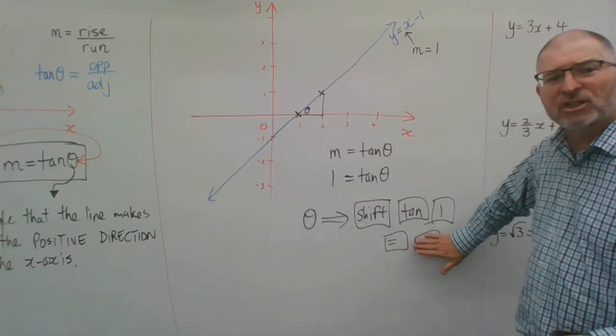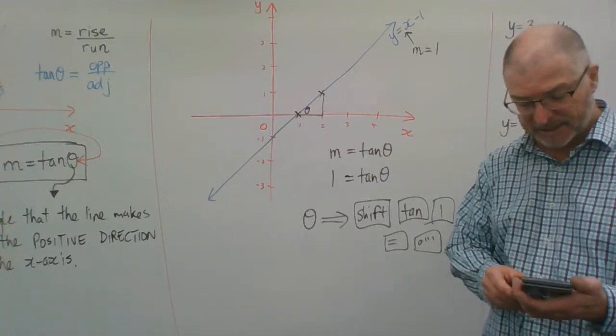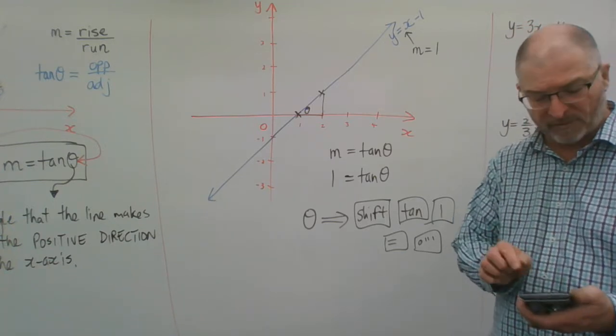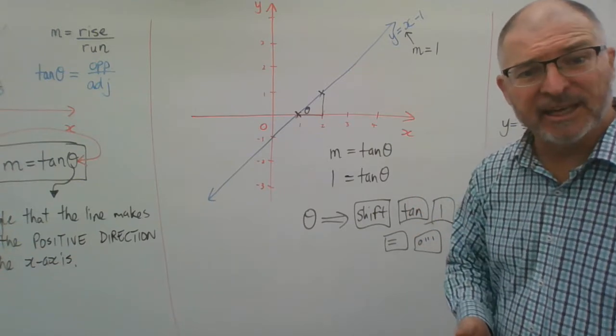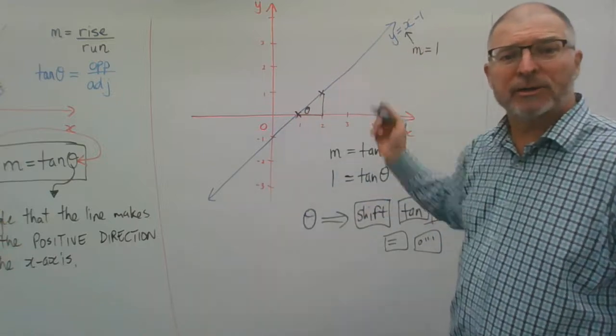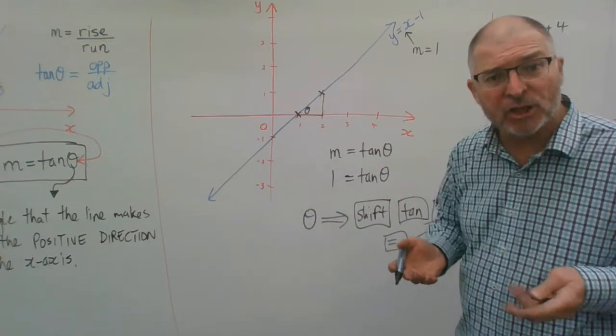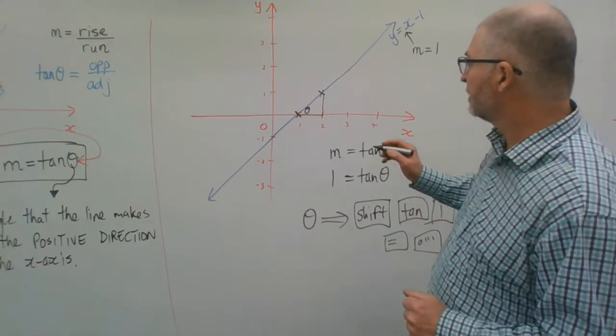Without this, you'll get an answer in decimal degrees. With this, you'll get an answer in degrees, minutes, and seconds. But we know the answer is 45. But shift tan of 1 equals, and the answer is 45. So this line here goes up at an angle of inclination of 45 degrees to the positive direction of the x-axis.